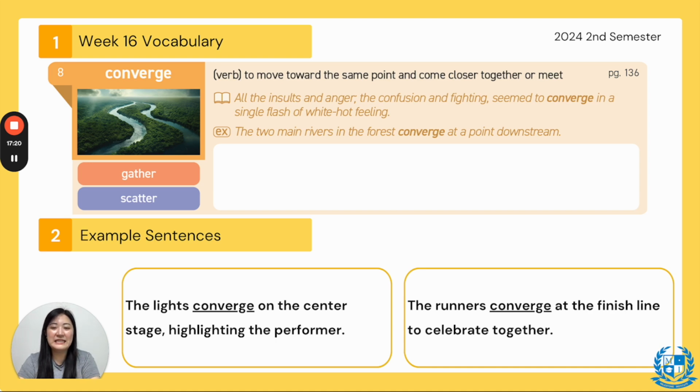Over here, it says, the lights converge on the center stage, highlighting the performer. There we go. So we have a light here, and then we have a spotlight here, and they're all facing the center stage, so both of them converge together and show the main character. Next, it says the runners converge at the finish line to celebrate together. So if you've ever seen someone in a race, they all come together at the end and they go, woo, and they celebrate.